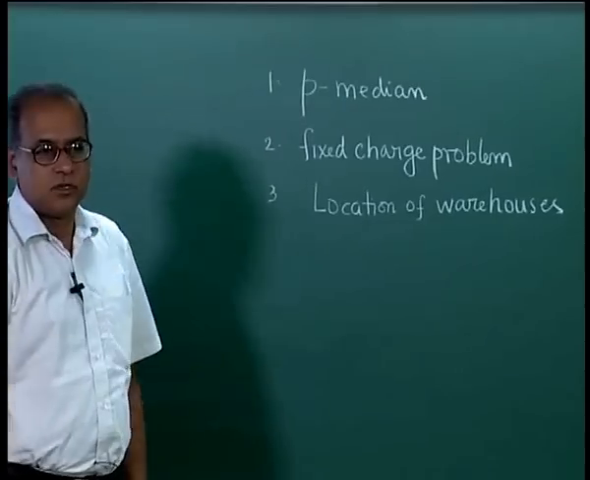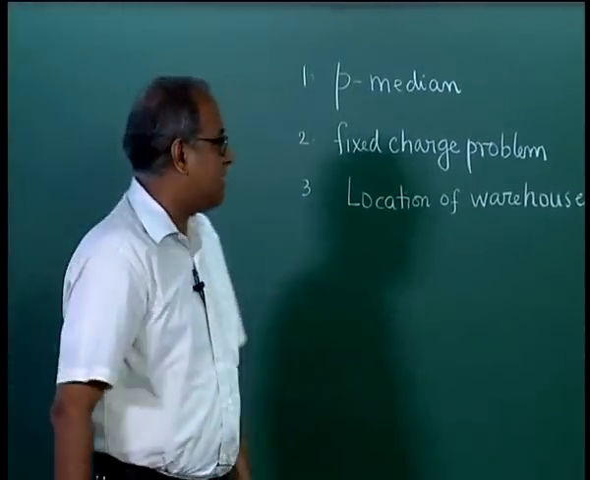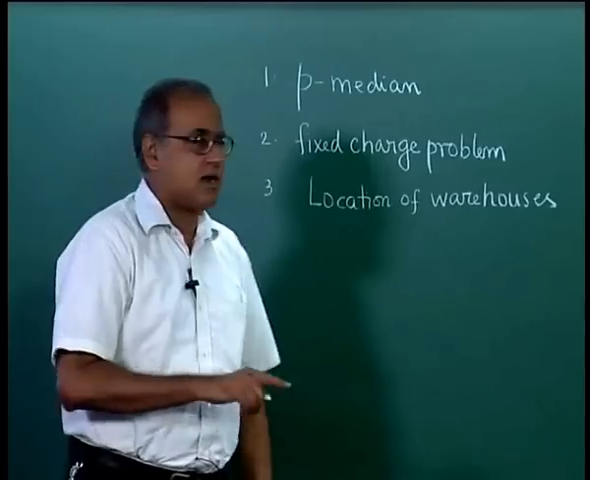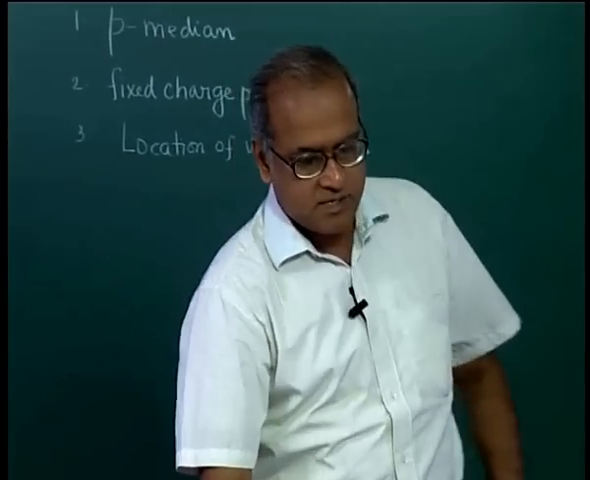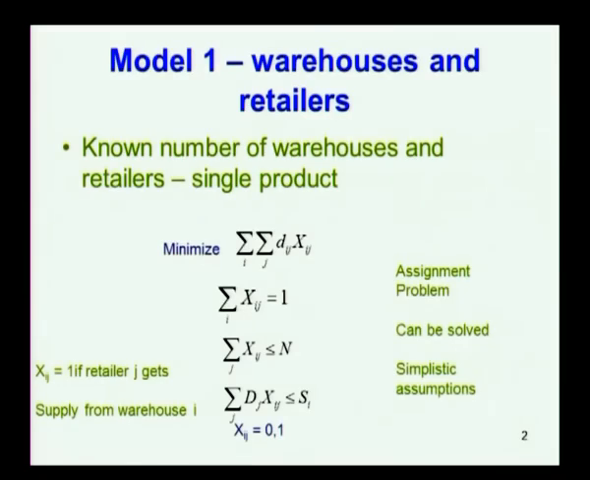Earlier in this course we went through the location models. Now, we will see a few more location models and try to link them with this. The most basic model when it comes to locating warehouses and retailers for a single product is an assignment problem, where we minimize Dij Xij, where Xij equals 1 if the retailer j gets supply from warehouse i and gets all the supply from warehouse i.